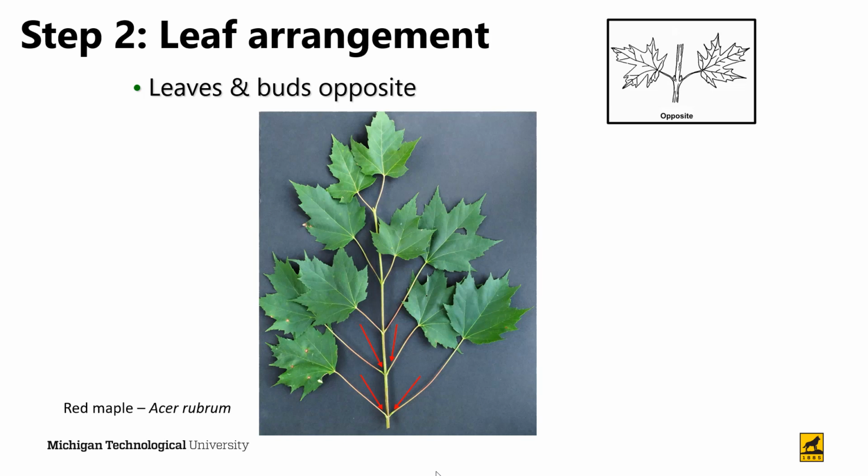Here is an example of a maple with opposite leaf attachment. Note how the buds and the leaves are attached to the twig in pairs. Not only are the leaves and buds in an opposite arrangement, but most of the twigs and branches will also exhibit an opposite arrangement. So it's easy to tell the leaf arrangement of a tree even from a distance. This adds greatly in winter tree identification.